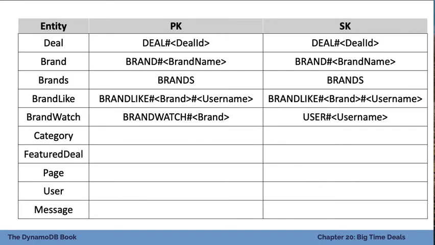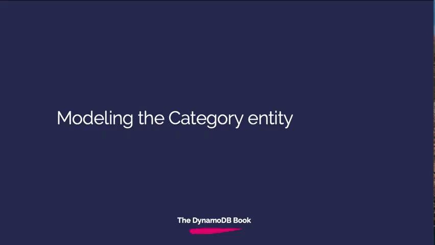Finally, we're adding these new entities in here, the brand like and the brand watch. Those patterns are for the brand like, it's brand like hash and the brand name hash username. Same thing for the sort key. Brand watch would be a little different because we want to be able to look up all the watchers for a particular brand. So you have brand watch hash brand name, and then the sort key is going to be user hash username. So let's move on to the next entity, which is the category entity.